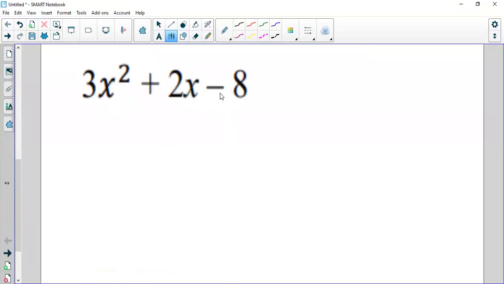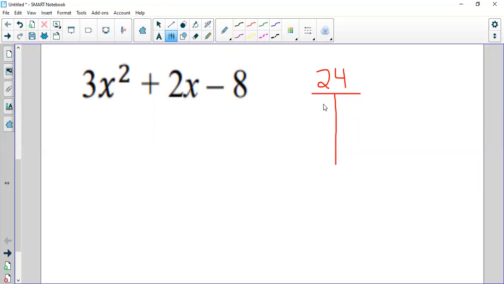One more for you. This time, though, I have a negative c term. That means I'm not going to add to make this. I'm going to subtract to make this 2. So let's start by multiplying a times c. 3 times 8, once again, 24. Except this time, I'm not going to be adding to make 2. I'm going to be subtracting to make 2.